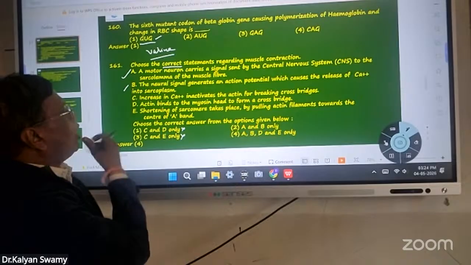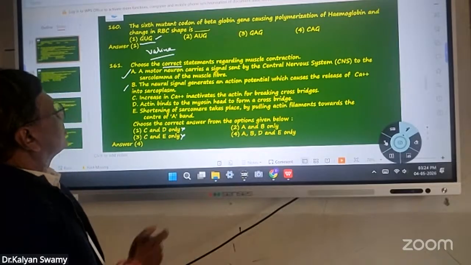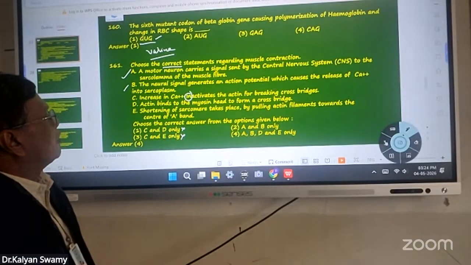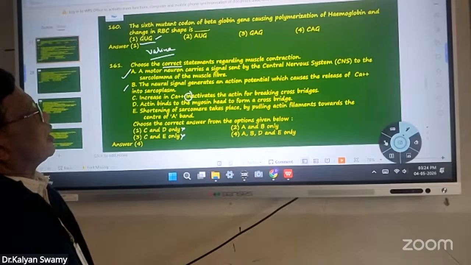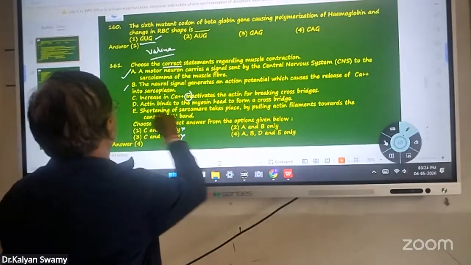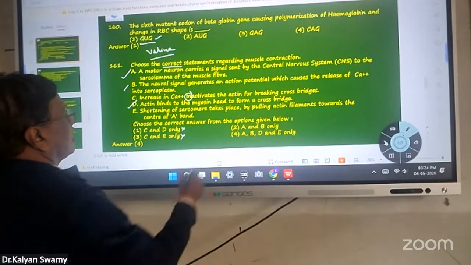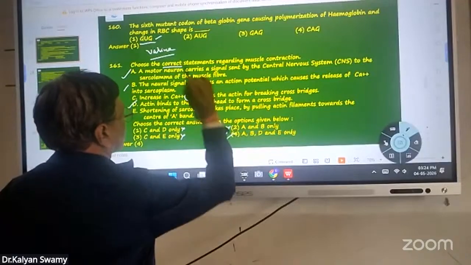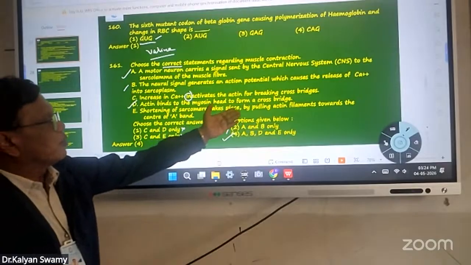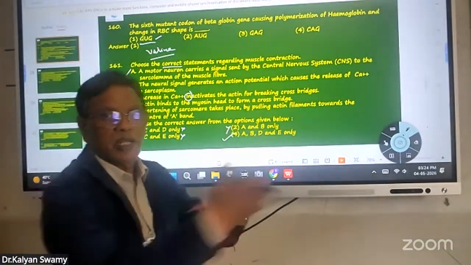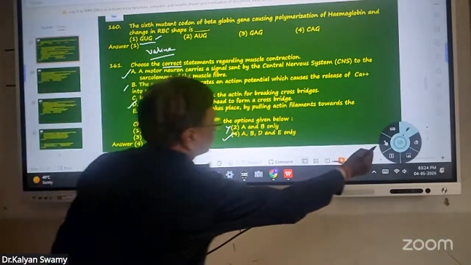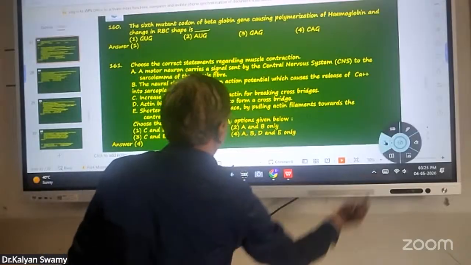Increase in calcium ions inactivates, not inactivates, activates the breaking of cross bridges. Actin binds to the myosin head to form cross bridges. This is correct, then we can cite this also. The answer is no, no need of going further. Shortening of sarcomere by pulling of actin filaments, as per the sliding filament theory. Actin filaments slide onto myosin. No need of going to see.